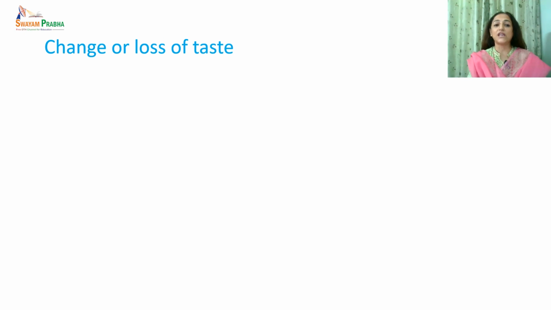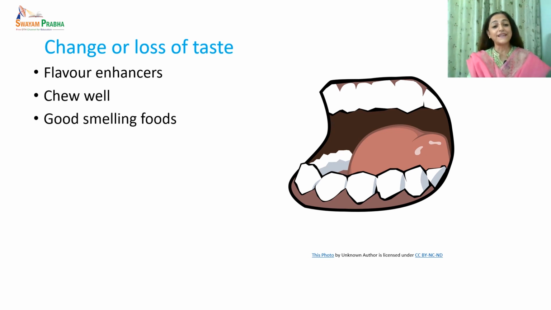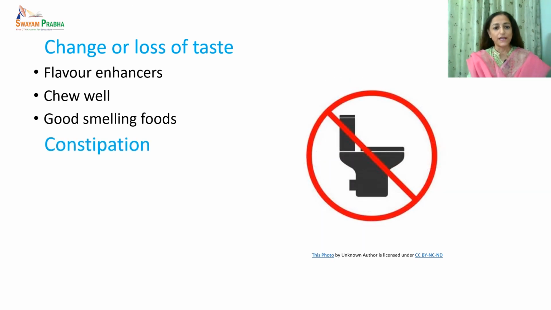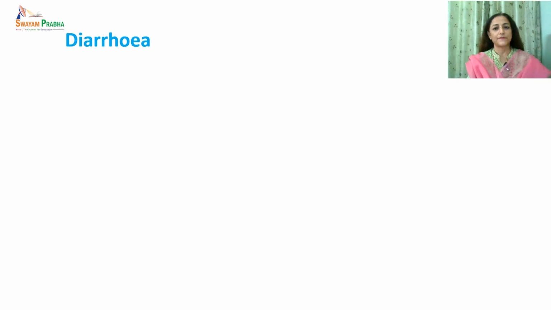And then if there is change or loss of taste, we recommend flavor enhancers. We tell the patient to chew his food well, and he can take some good smelling food. If the person has constipation, fiber can be increased in his diet, fluid can be increased, and the patient should be encouraged to do exercise so that the tone of the intestine is restored. And the patient should avoid processed and refined foods.